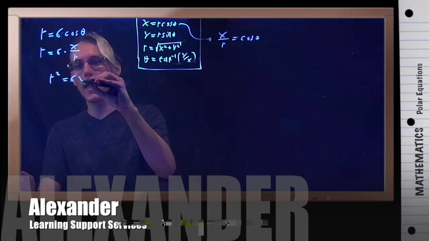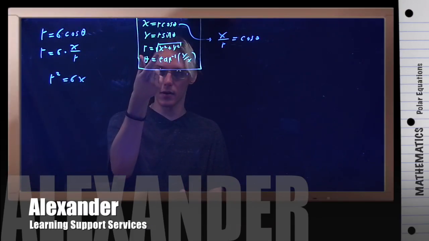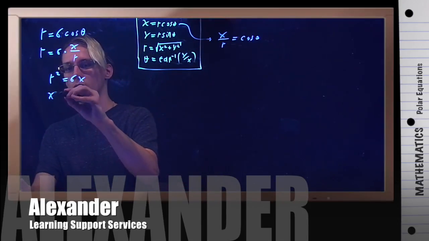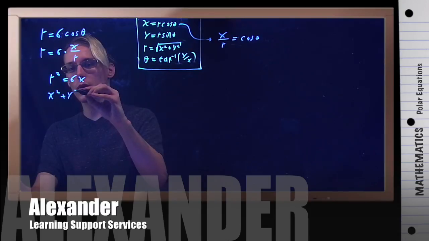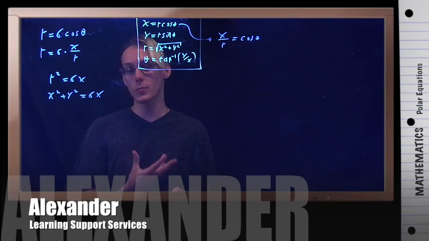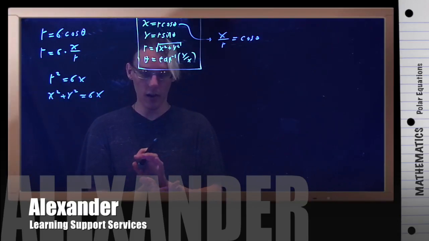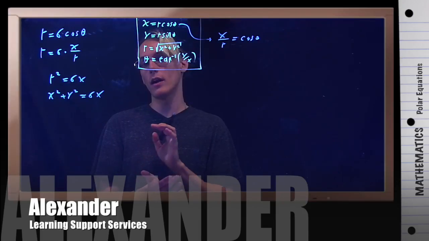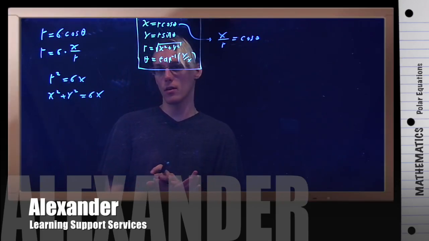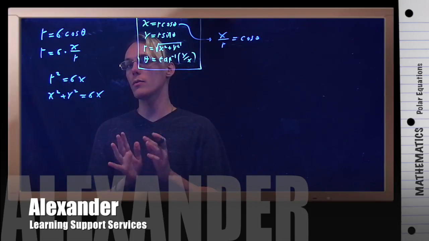Well, what is r squared? Well, if r is the square root of x squared plus y squared, then r squared is just x squared plus y squared. So I have that x squared plus y squared is equal to 6x. Now, technically speaking, this is in rectangular form, but it's a good idea to simplify it into a form that is familiar to you. So a circle, an ellipse, a hyperbola, a parabola, or I don't know, something else we weren't expecting. We want to look at it and tell what we have.